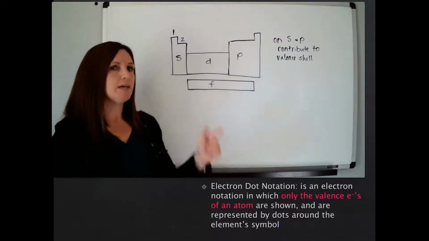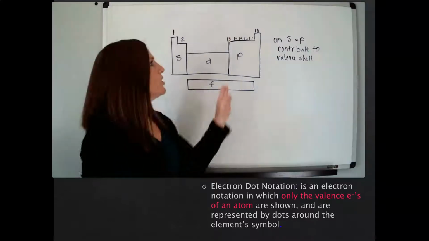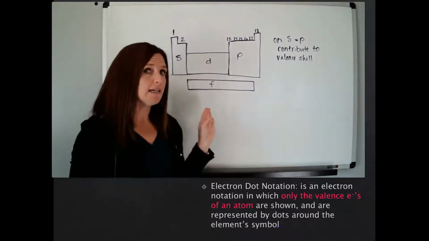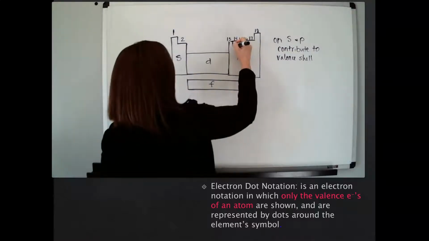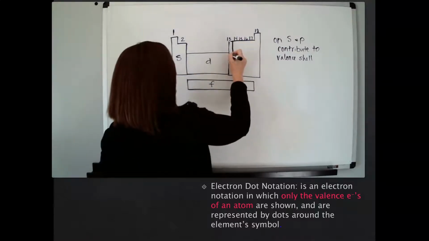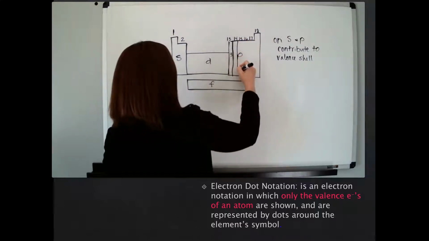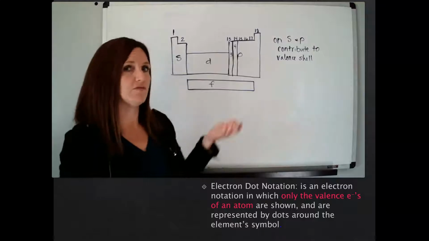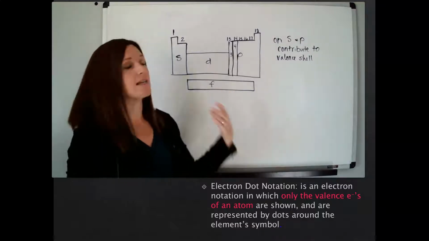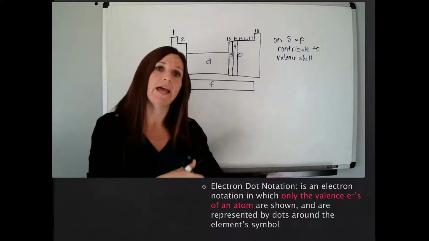If the atom is in the P block, it's the group number minus 10. So if it is in group 13, it would have 3 valence electrons. Everything in group 13 is going to have 3 valence electrons, and everything in group 14 is going to have 4, and so on. 15 has 5, 16 has 6, 17 has 7, and 18, those are the noble gases. Remember, they have the full 8.